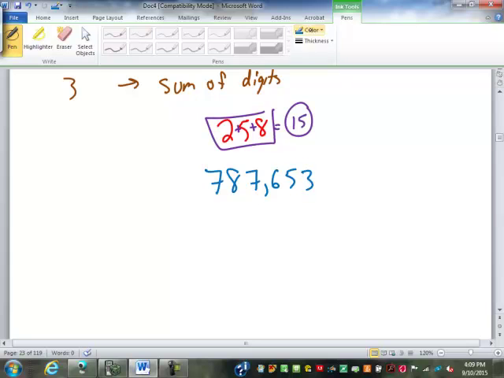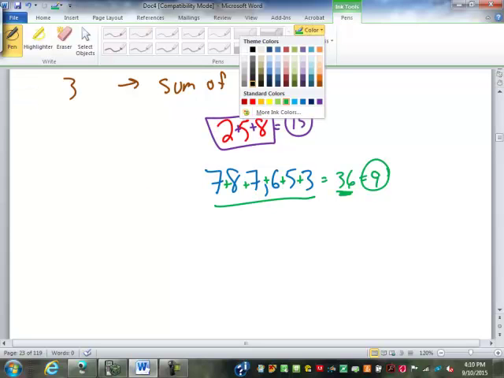If we want to figure out if that's divisible by 3, what's 7 plus 8? 15 plus 7, 22 plus 6, 28 plus 5, 33 plus 3, 36. Now, if I'm not sure if 36 is divisible by 3, what's 3 plus 6? 9. 9 is divisible by 3, so 36 is divisible by 3. So 787,653 must be divisible by 3. Kind of cool.